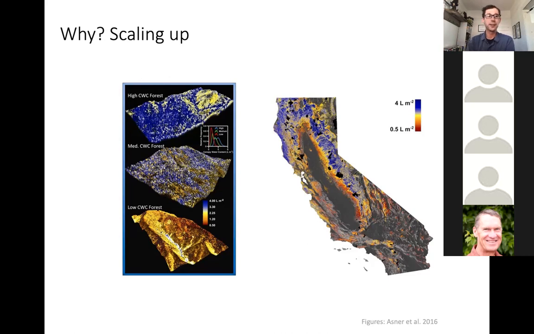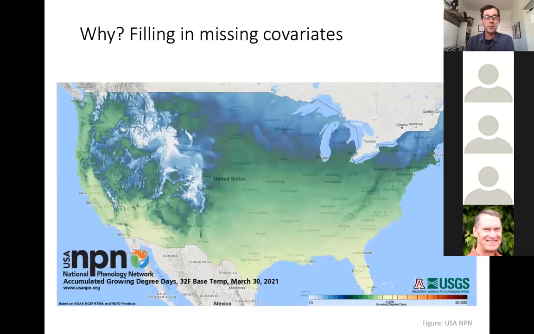So another reason why you might want to make maps from field data is if you don't have all the covariates you need everywhere. A great example of that is with climate data. So this is a map from the USA National Phenology Network that shows accumulated growing degree days in the United States so far this spring.